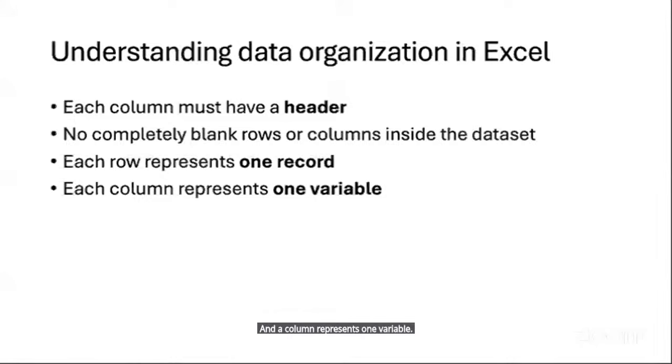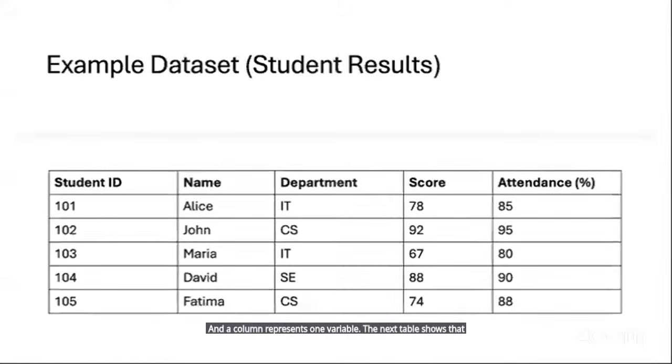The next table shows that. I said a row represents one record. We know what rows are. Sorry, I'm looking at columns, let me start with columns. Student ID is a column. Name is a column. Department is a column. Score is a column. Attendance is a column. So each column represents one variable. This column represents a variable called attendance. This one I'm pointing at represents a variable called department.